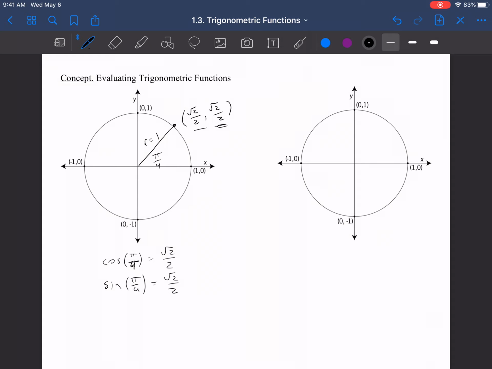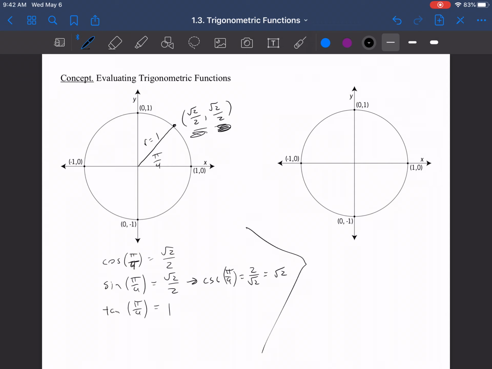That's a pi over 4. Tangent of pi over 4 is just going to be the y divided by the x, so that's just going to be 1 because they're the same. And then as far as the other ones go, like cosecant, right? I can just do cosecant of pi over 4 by just doing the reciprocal of square root of 2 over 2, which is 2 over square root of 2, which if you do it out just ends up being square root of 2. Okay?